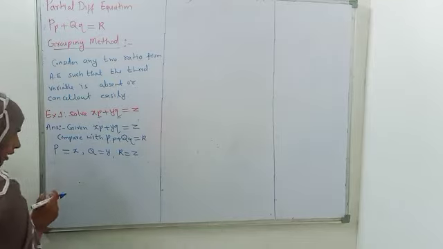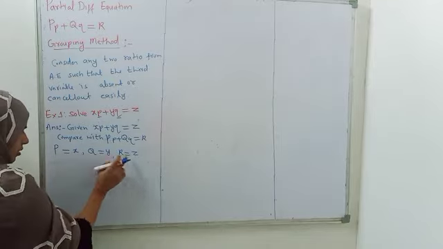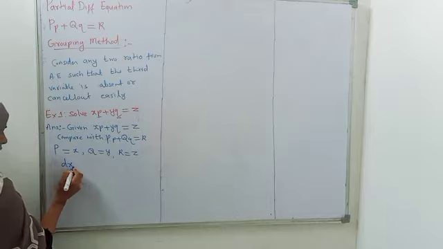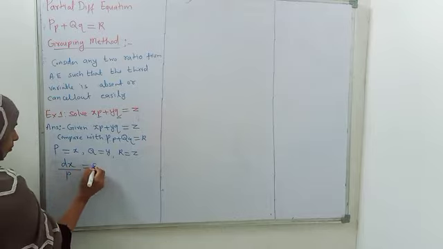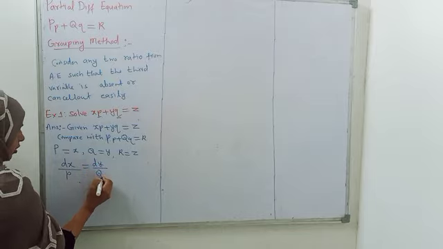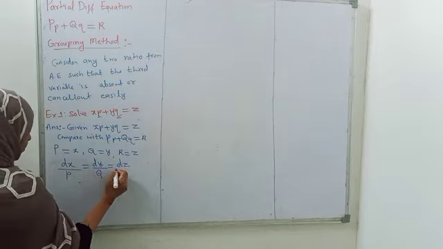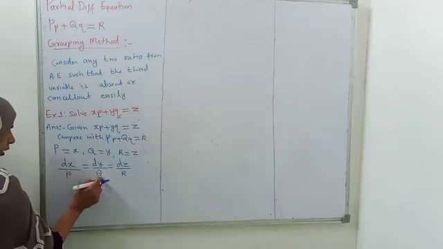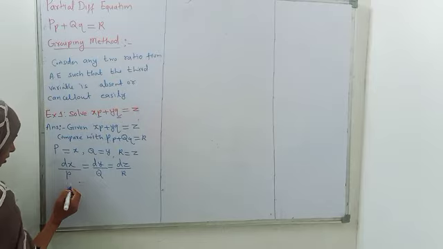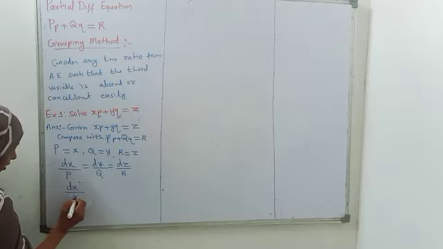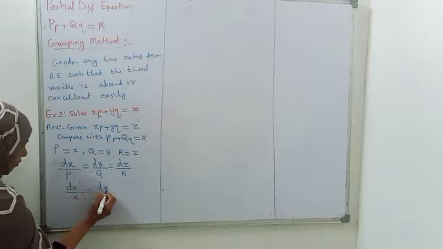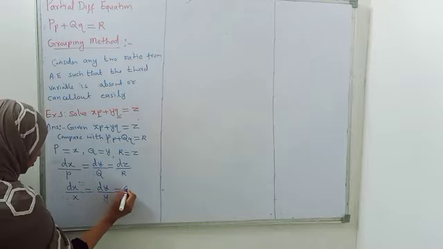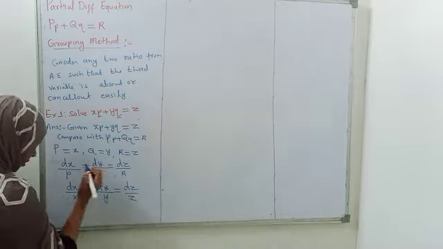Now write the auxiliary equation with these three values. First of all write the standard form: dx upon P is equal to dy upon Q is equal to dz upon R. The value of P is x, Q is y, and R is z. So dx upon x is equal to dy upon y is equal to dz upon z.